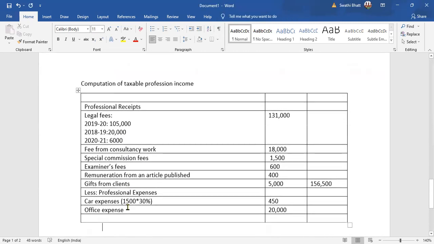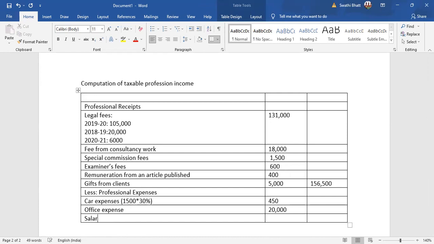So the first thing that we have over here is salary to attender, and the amount is 9,000. The next thing that we have is subscription to law journal.